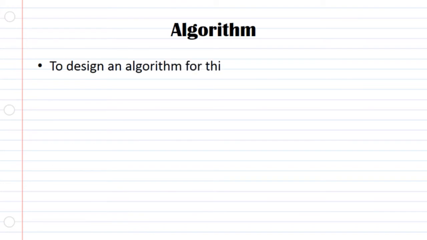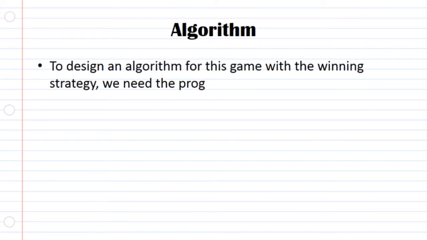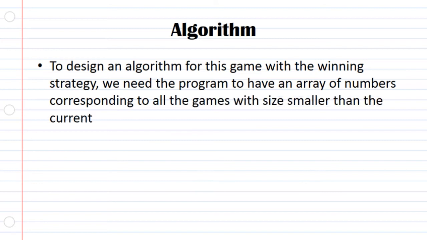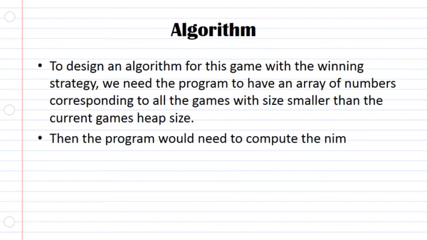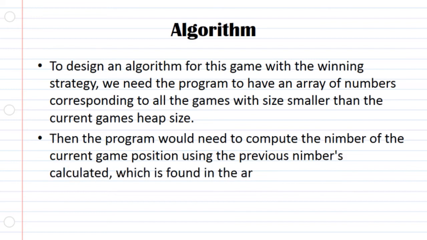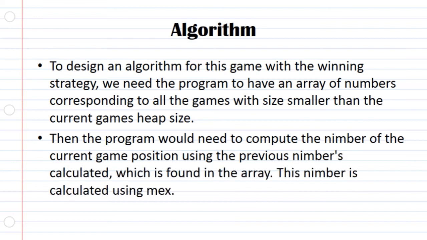To design an algorithm for this game with the winning strategy, we need the program to have an array of numbers corresponding to all the games with size smaller than the current game heap size. Then, the program would need to compute the number of the current game position using the previous numbers calculated, which is found in the array. This number is calculated using MEX.